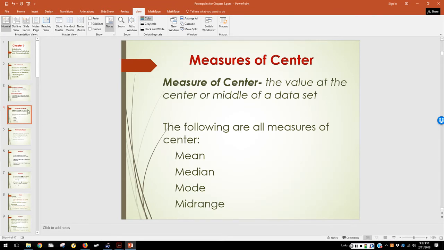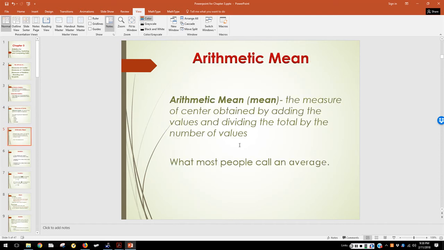We've already talked about measures of center, which is the value at the center or the middle of a set of data. We talked about using words like average. A measure of center is a measure of average or typical or expected value. All of the following measures we discussed were measures of center. There's the mean, the median, the mode, and the mid-range.